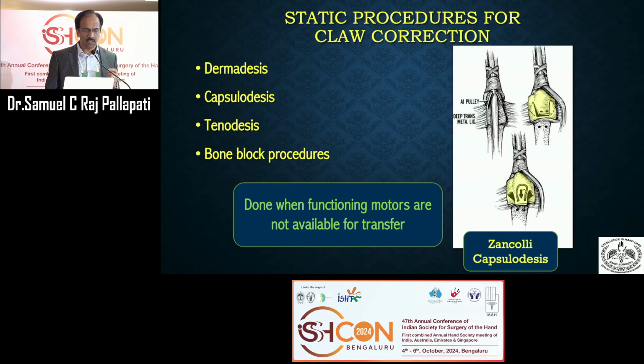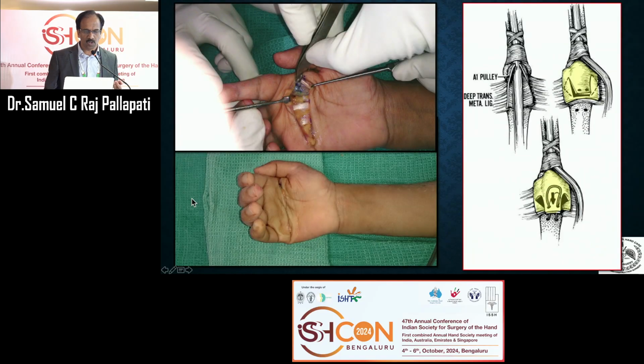And so what's preferred in this kind of patients is a static claw hand procedure, for example, tenodesis or capsulodesis. This is an example of volar capsulodesis described by Zancolli.